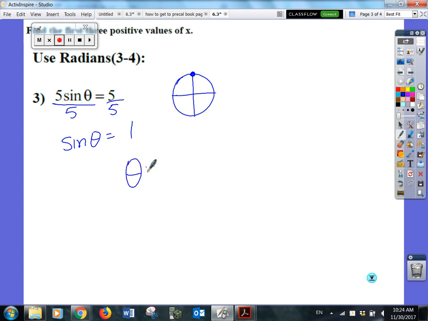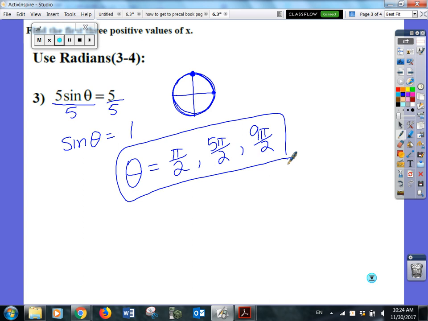So if we want the first three positives, the first positive is pi over 2. We start at 0, we go to pi over 2. The second time it happens is after one rotation, because again we have no period change. So one rotation is going to be pi over 2 plus 2 pi. So we get 5 pi over 2. The third positive is going to be another rotation. So you add another 2 pi. You get 9 pi over 2. And there are your first three positive values.